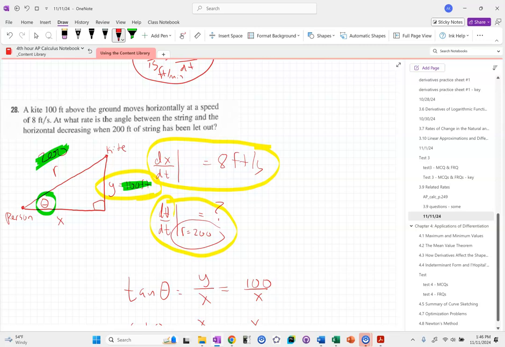Don't know how to draw that. See? Straighten it out.